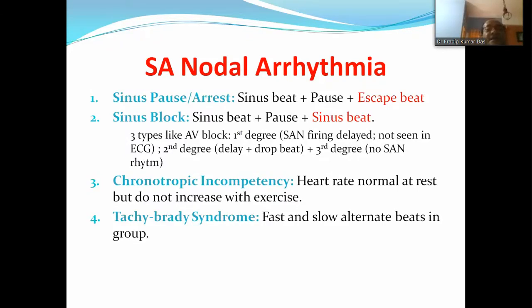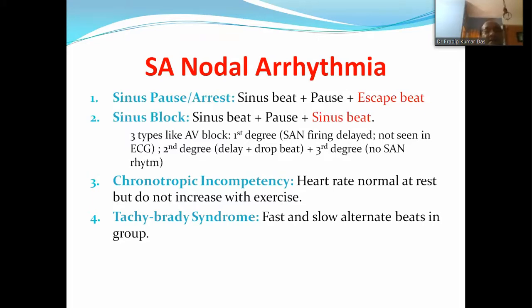Sinus block, just like AV blocks, has three types. First degree: sinoatrial firing is delayed, not seen in the ECG. Second degree: delay with a dropped beat. Third degree: no nodal activity. These are all actually very complicated, and not quite easily seen.